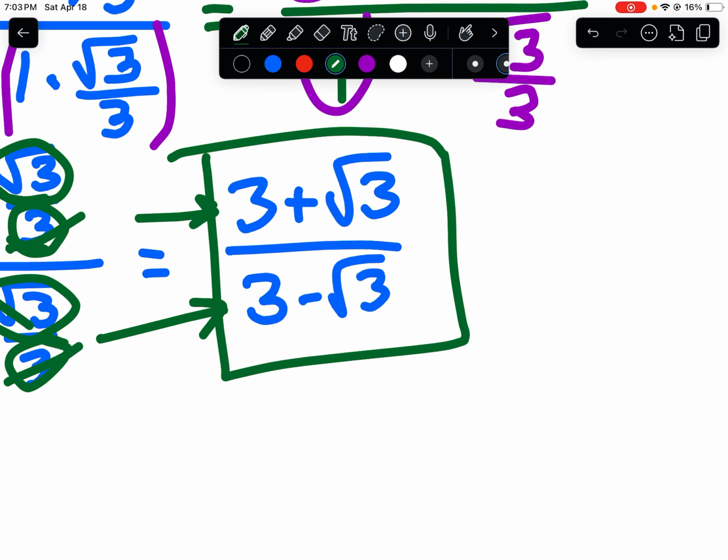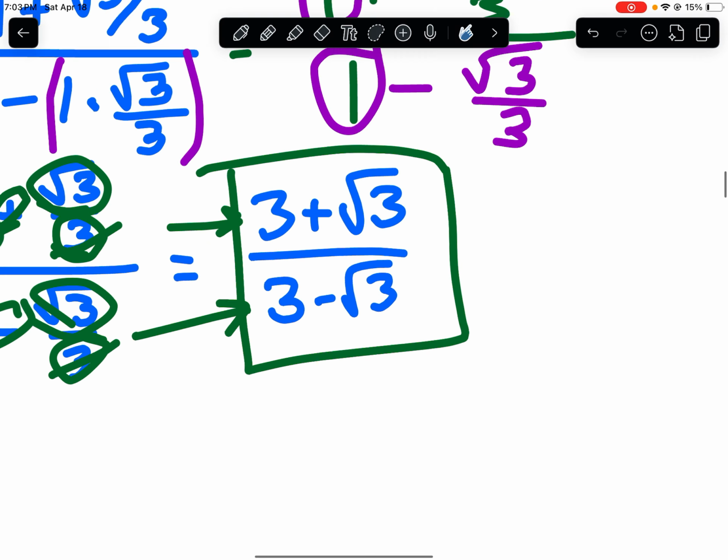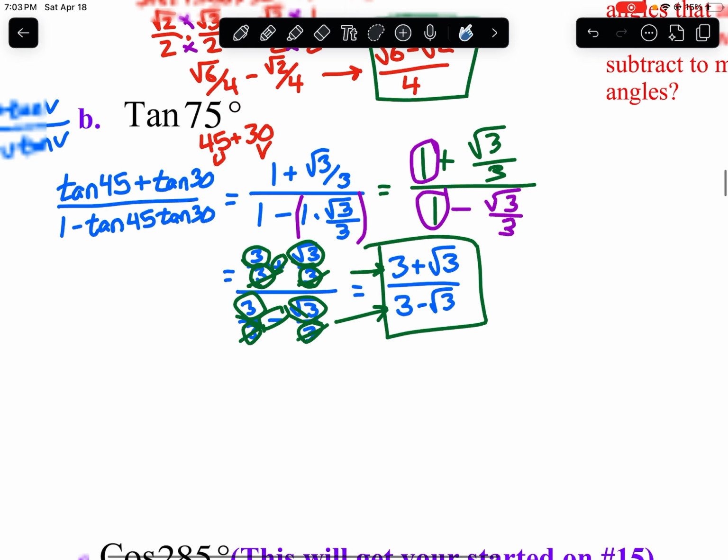I know some people would argue that we shouldn't have a square root in the denominator of a fraction. I would argue that at a certain point in math, it tends to be less frowned upon. Having taught calculus a couple times, we have square roots in denominators of fractions all the time. So if we're okay with it there, we're going to be okay with it here. So again, not a pretty looking answer, but it is a more accurate one than what our calculator would give us as a decimal.